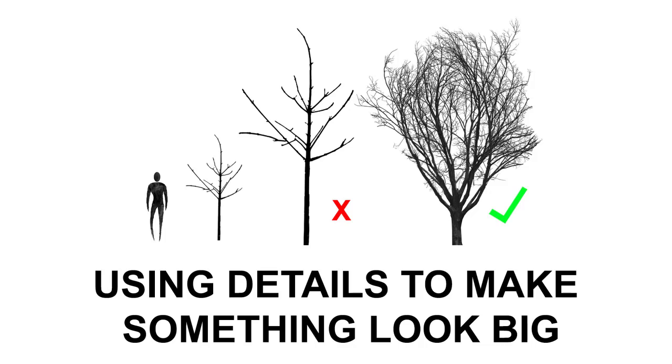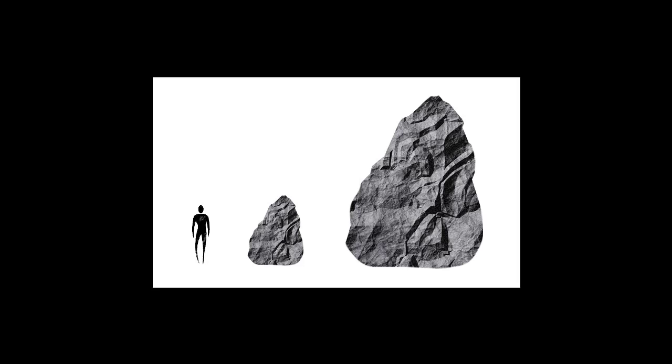There are many techniques to make something look big, but this tutorial focuses specifically on details, and how you can make something look the correct size by the size of the details, and conversely, how you can ruin the illusion of scale using the wrong details. So let's start with a simple example.